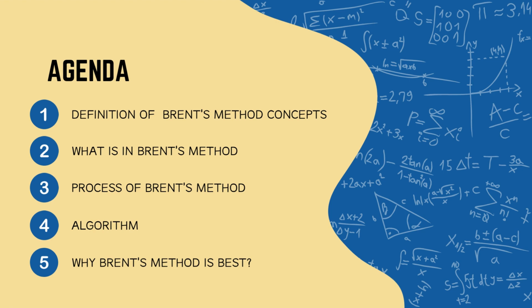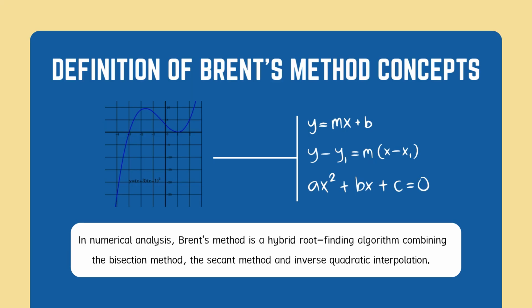So today's agenda is the definition of Brent's method concept, what is in Brent's method, the process of Brent's method. We will see some algorithm part and why Brent's method is so good. So the definition of Brent's method concept is: in numerical analysis, Brent's method is a hybrid root finding algorithm combining the bisection method, secant method, and inverse quadratic interpolation.